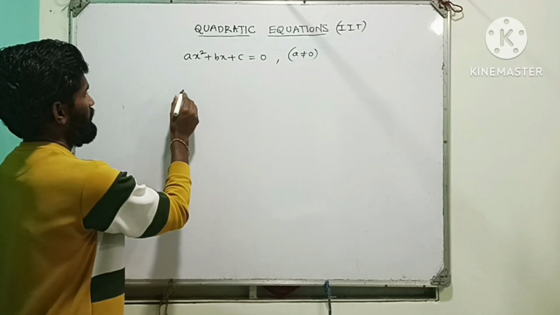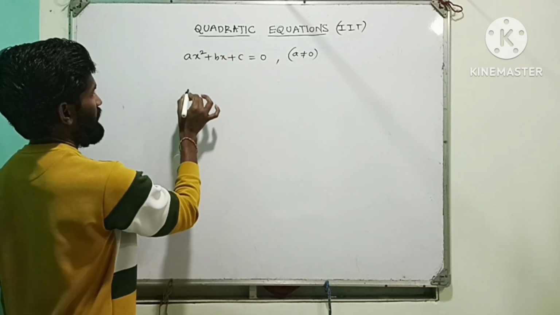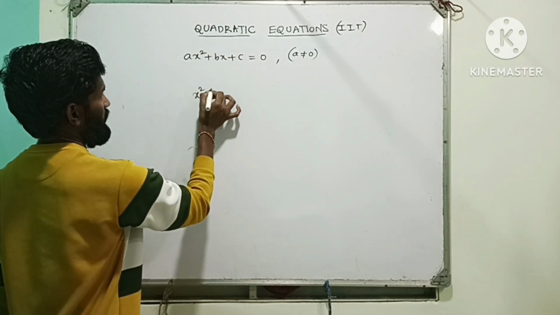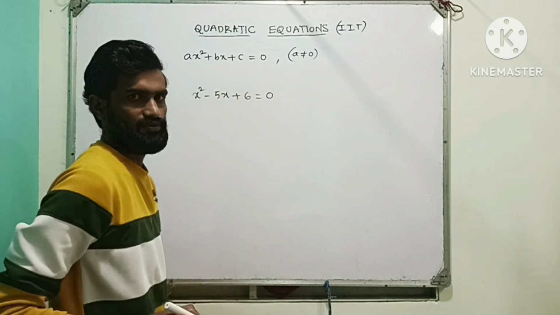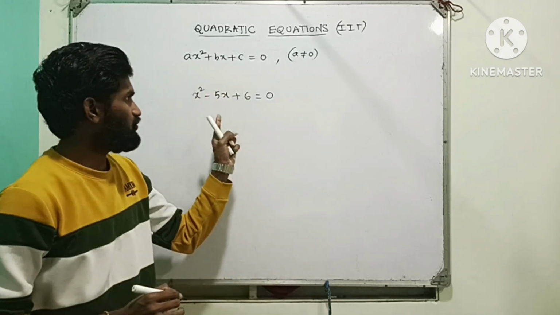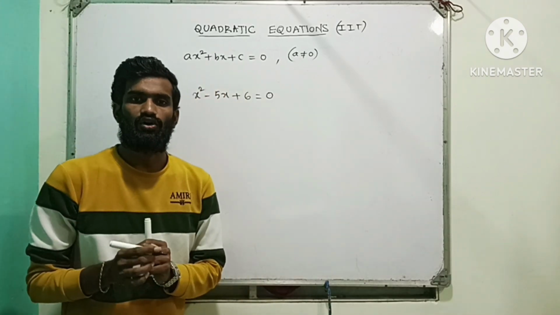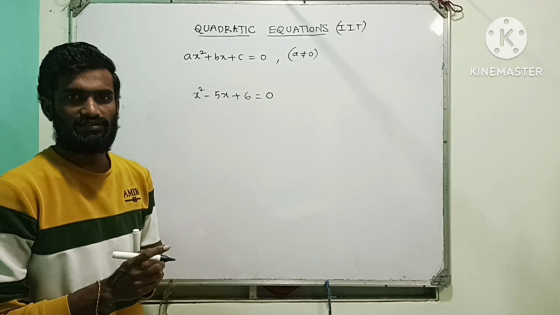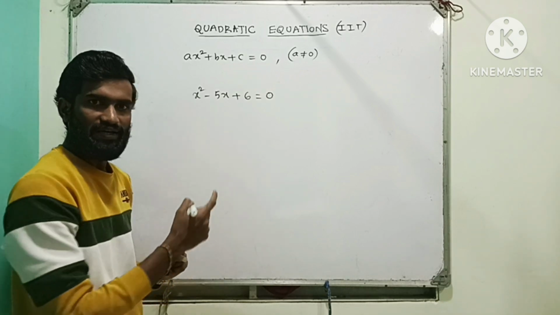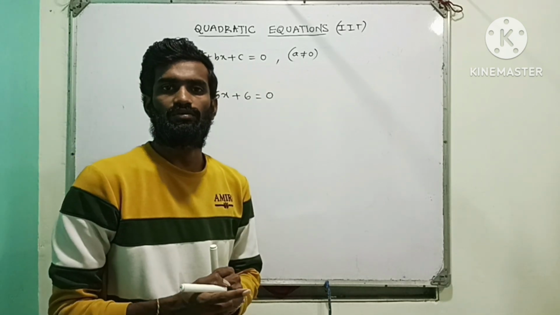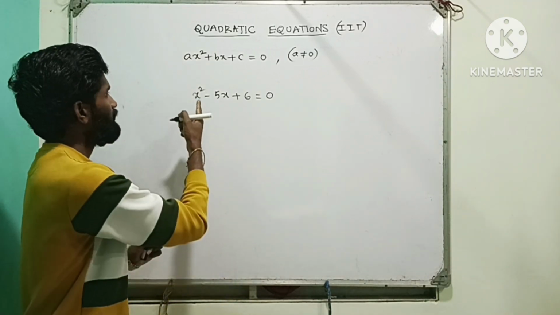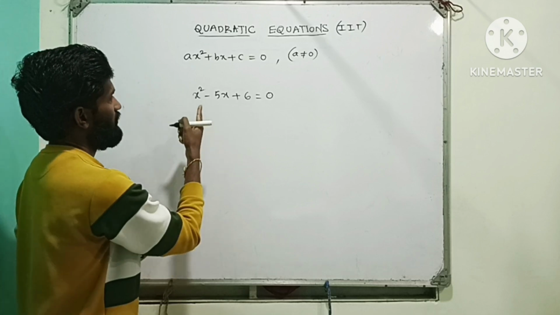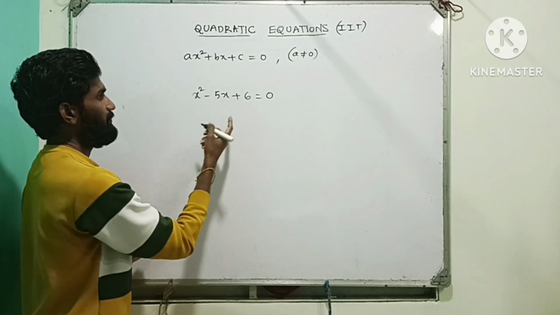Here I am taking one example for this quadratic equation, that is x square minus 5x plus 6 equals 0. If I want to solve for the roots of this quadratic equation, already we learned in our 10th class, we have splitting the middle term and also we have the quadratic formula method, right? So how can we split the middle term here?